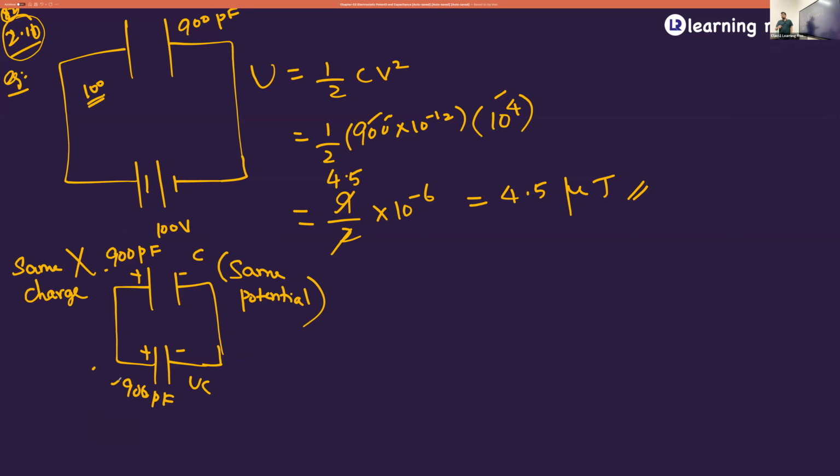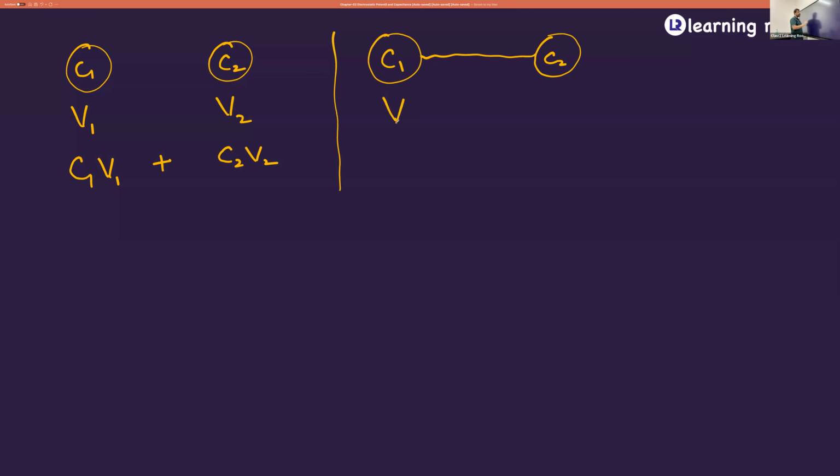Now, if I take the same capacitors and connect them using a wire, there will be a redistribution of charge taking place till this attains a potential V and this also attains a potential V. When the potential of both is the same, the transfer will stop. I don't know which one is at higher or lower potential, but I'm just concerned about when the process will stop. So what is the new charge here?